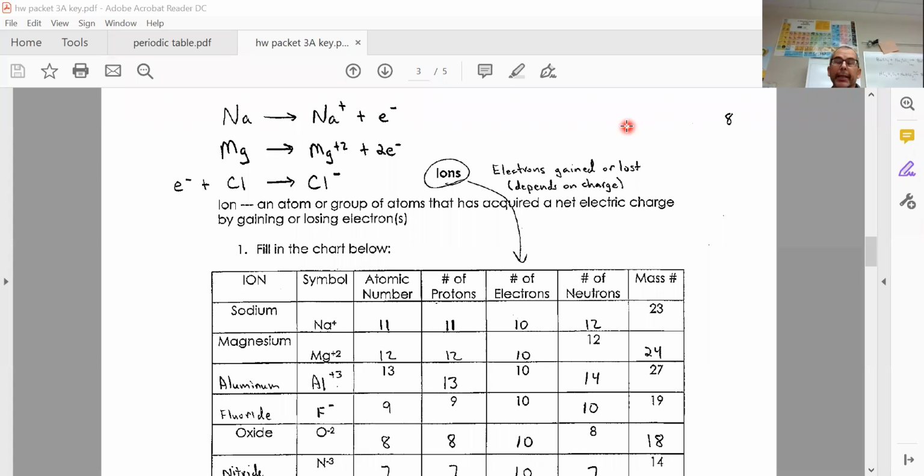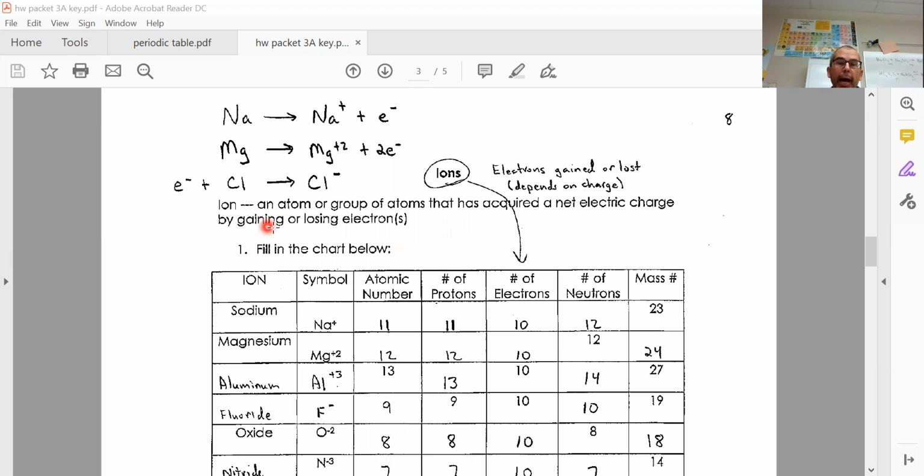Hi, I'm Mr. Meyer. In this video, we're going to look at counting protons, neutrons, electrons, and mass number for ions as opposed to just neutral elements. So let's start with what an ion is. An ion is an atom or group of atoms that has acquired a net electric charge by gaining or losing electrons. So electrons are gained or lost depending on the charge, or maybe the charge depends on whether electrons are gained or lost. Let's look at an example of how that would work.